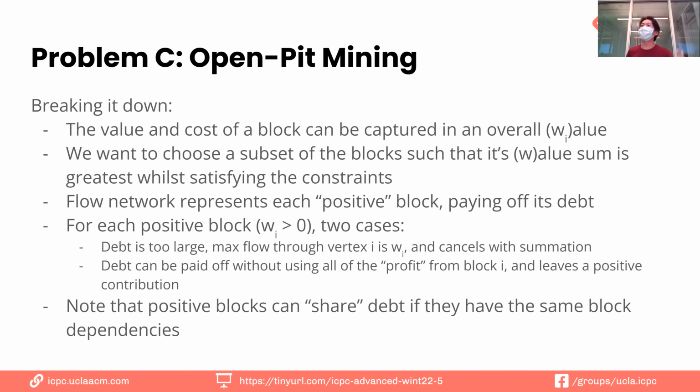So let's break this into cases to see why this works with max flow. For each positive block, there are two cases. Either the debt is too large and we don't want to pick it because it would cost too much to get it. So if it's too large, then the max flow through the vertex I is exactly equal to its profit, right? So we push all the flow through. It's not enough to fill all of the edges from the negative blocks to the sink. Those have a certain cost, so we need to fill that all the way, but we can't. That means our flow increases by Wi, which is positive, and it cancels out with the summation that we have. So we don't try to do that.